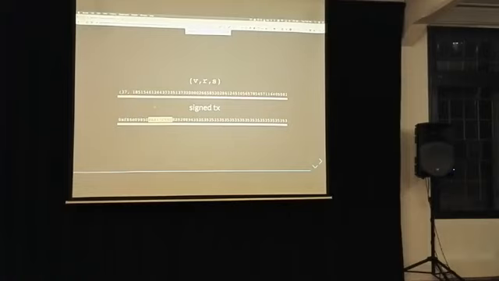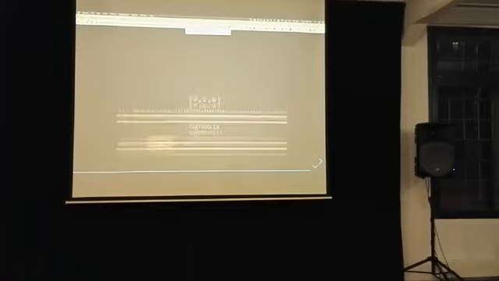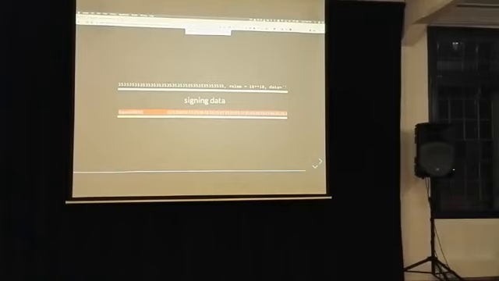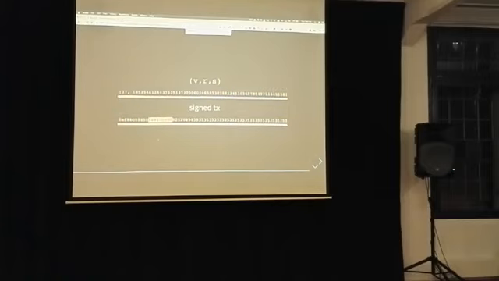This together is going to be called a signature, and finally we send across the wire the signed transaction, which is going to be composed of what we saw previously, the signing data, together with the signature.